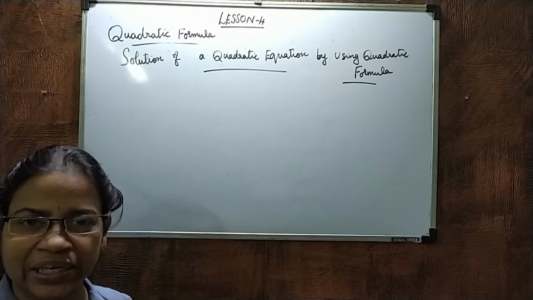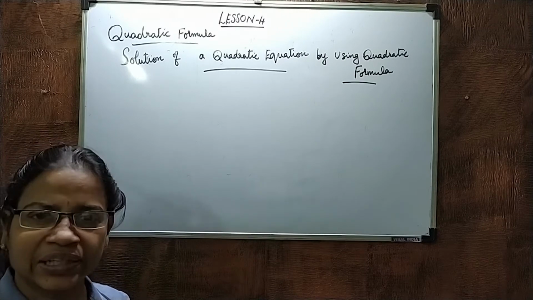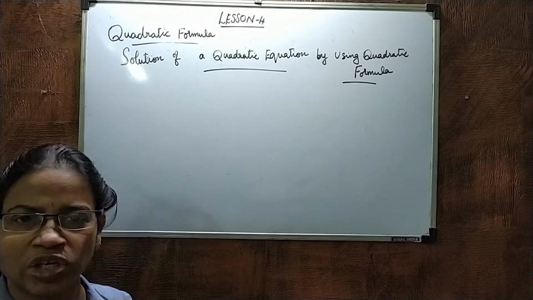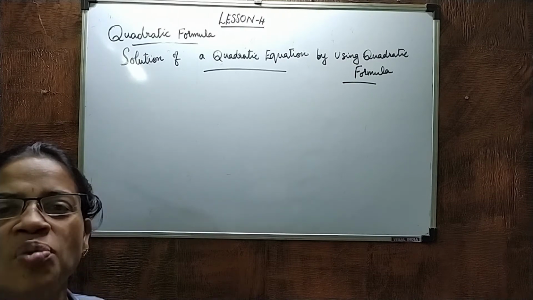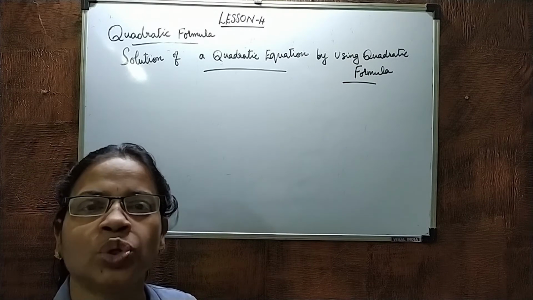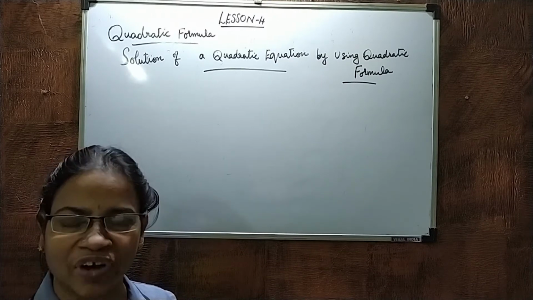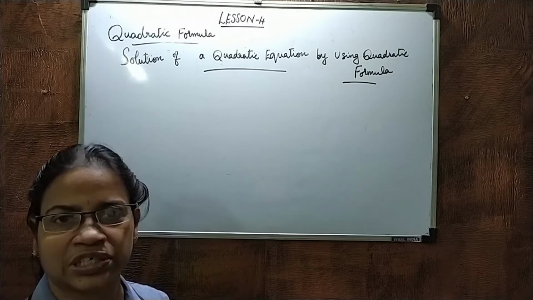For the quadratic equation, there will be only one variable and the highest exponent of that variable should be 2. Then only it will be a quadratic equation, right? So, for the quadratic equation, how many roots will there be? Only 2 roots, right?